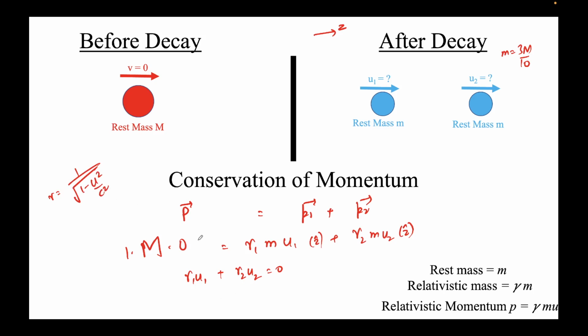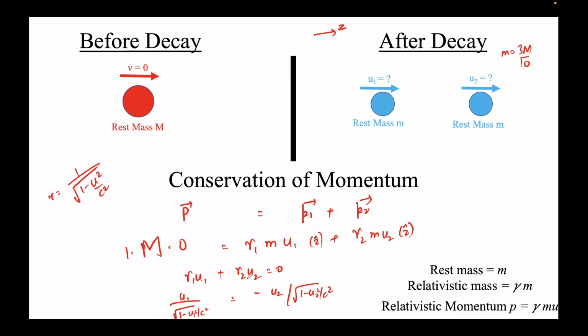Now there must be a solution to this expression, right? We can try to find it out. So what we do is, gamma is written as this, so I'll write this here. This will become u1 divided by the square root of 1 minus u1 square over c square, equal to minus u2 divided by the square root of 1 minus u2 square over c square.